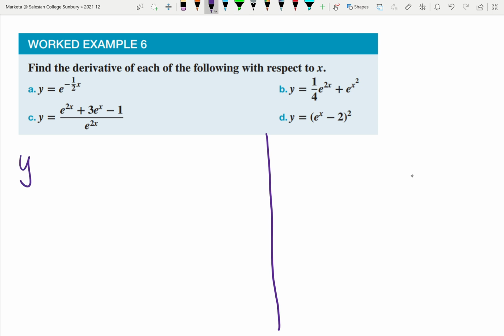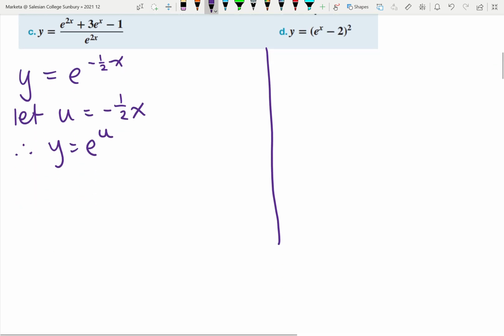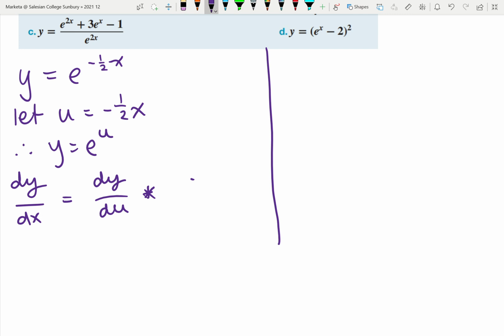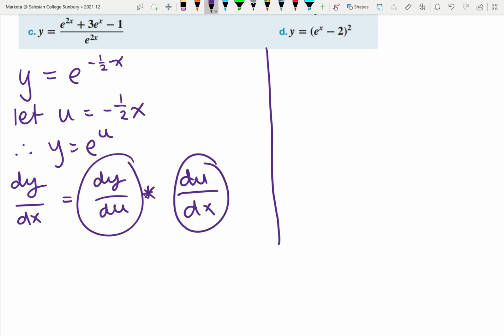So here we've got y equals e to the negative half x. And if we're going to use the chain rule, we would say let u equal negative half x, and u will be whatever is in the power. So therefore we've got y equals e to the u. Now, if we have y equals e to the u, the chain rule is dy over dx equals dy over du times du over dx. And we need each of these constituent parts.